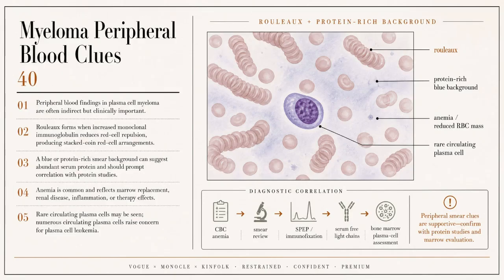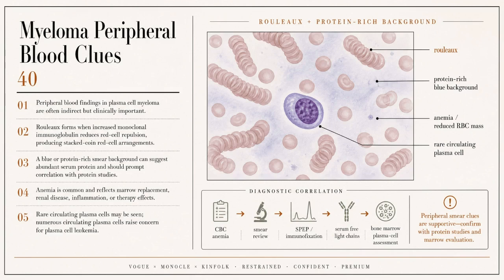From a histotechnology perspective, ensuring optimal smear quality and staining consistency is crucial to accurately assess red cell morphology and detect subtle anisopoikilocytosis or polychromasia that may accompany anemia. In more advanced or aggressive disease stages, rare circulating plasma cells may be observed in peripheral blood. These cells are typically absent or extremely scarce in healthy individuals. Their presence indicates marrow spillover or leukemic transformation of the plasma cell clone.